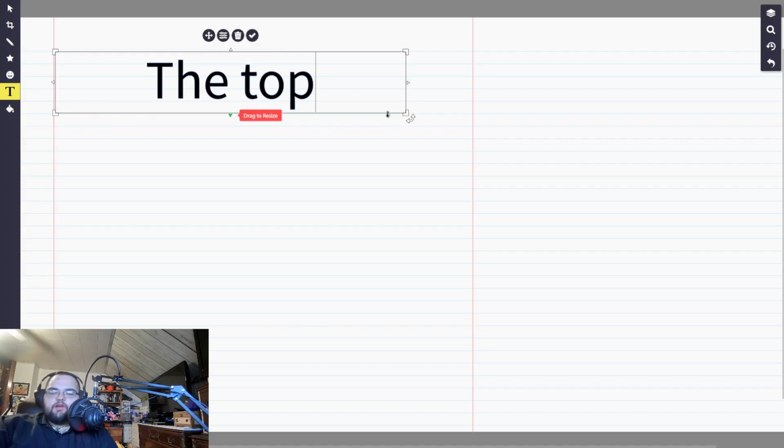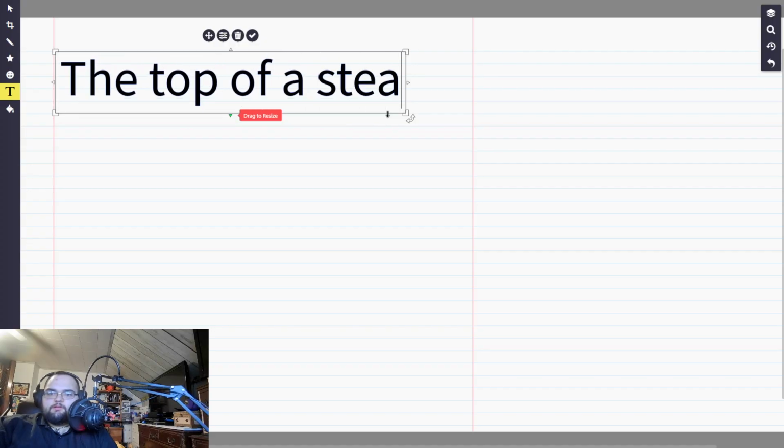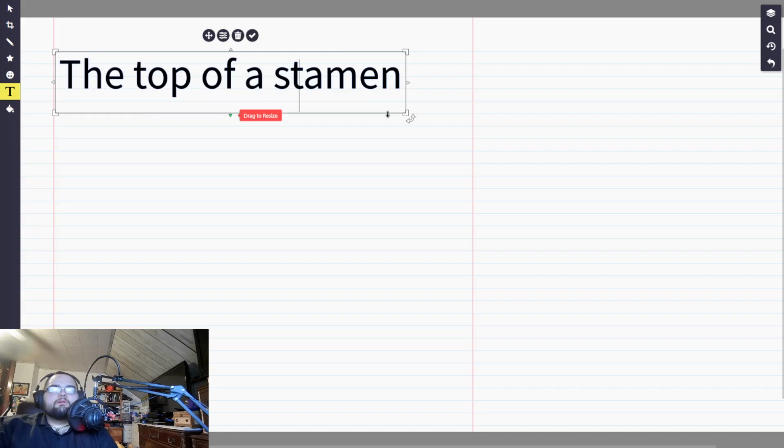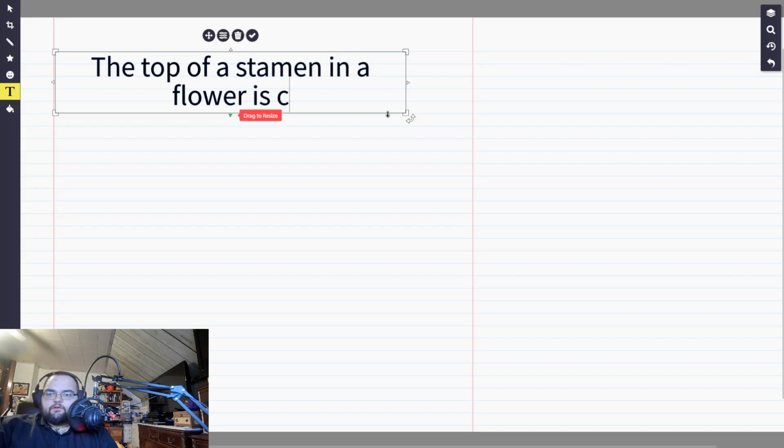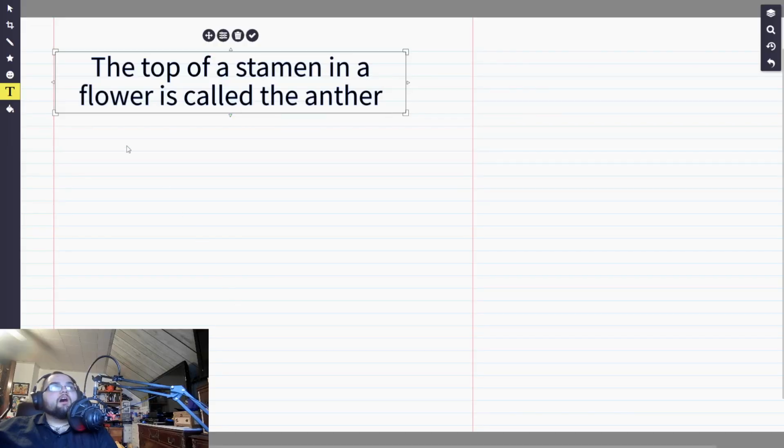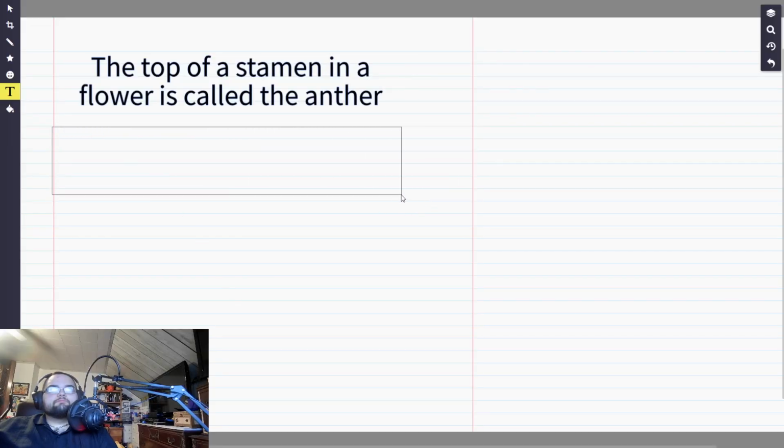The top of a stamen in a flower is called the anther. The anther is at the very top of the stamen. Got another one down.